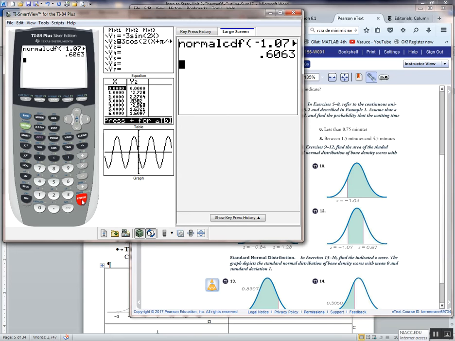and I'm going to hit enter, and it tells me that the area between these 2 points here is going to be 0.6063, or you could say the probability of falling between these points is 0.6063.